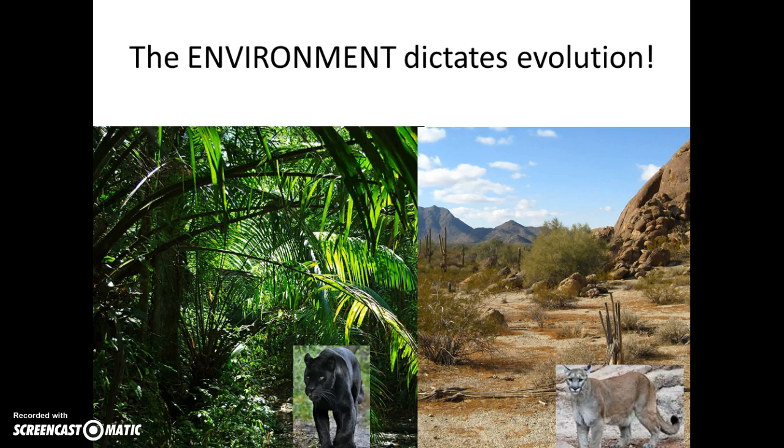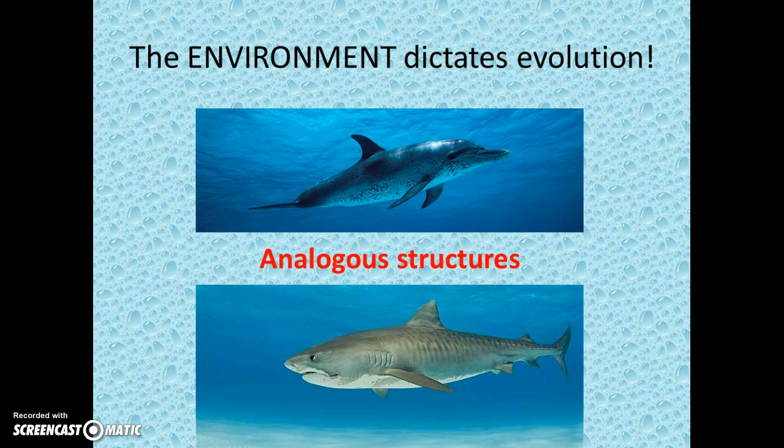On the other side, you can have very similar structures developing from not closely related organisms if they live in the same type of environment. So here, this is what you call analogous structures. If you look at a dolphin and a tiger shark, for instance, they both have fins on the side. These are called pectoral fins. They both have dorsal fins on the top. They both have a tail, which is called a caudal fin. The shark is a fish, not closely related to the mammal, which is a dolphin.